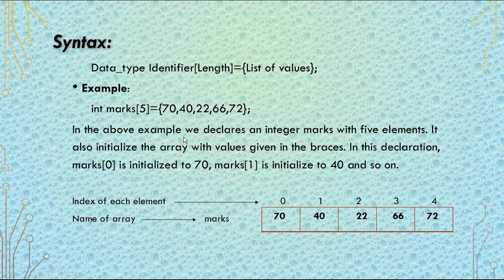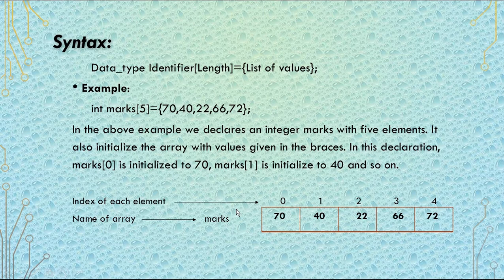In this example, we declare a variable marks with 5 elements. It also initializes the array with the values given in the braces. In this declaration, marks[0] is initialized to 70, the first index. The second index marks[1] is initialized to 40, and the third index marks[2] is initialized to 22, and so on. So these are actually the indexes of this array which we declared, and the name of the array, and these are the values stored in these array locations.